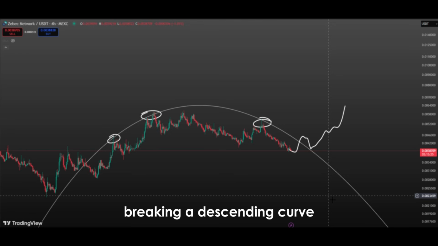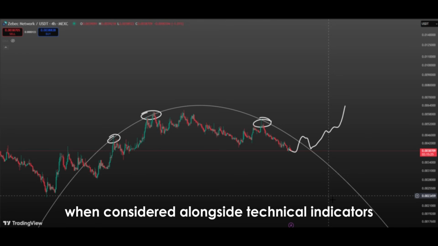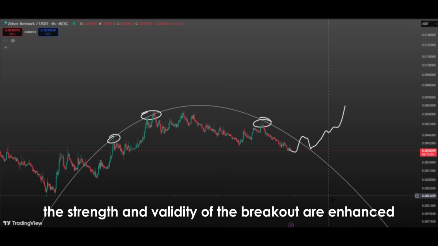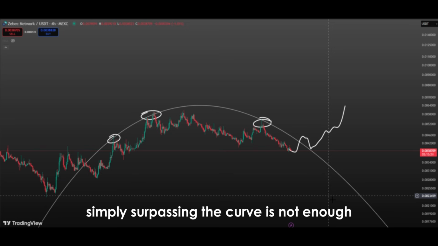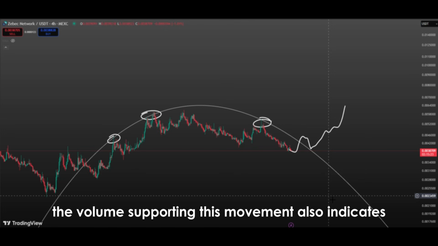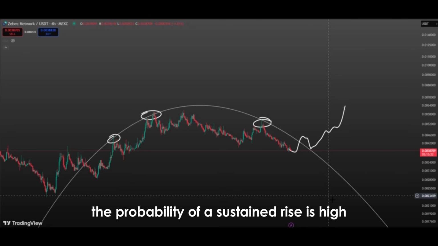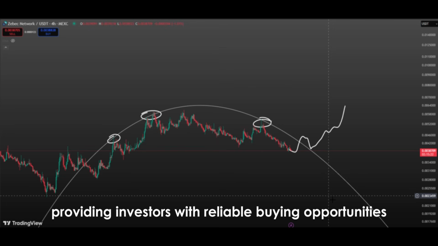Breaking a descending curve also becomes more meaningful when considered alongside technical indicators. For example, if volume increases as the price breaks the curve, the strength and validity of the breakout are enhanced. Simply surpassing the curve is not enough. The volume supporting this movement also indicates the likelihood of trend continuation. If volume supports the breakout, the probability of a sustained rise is high, providing investors with reliable buying opportunities.